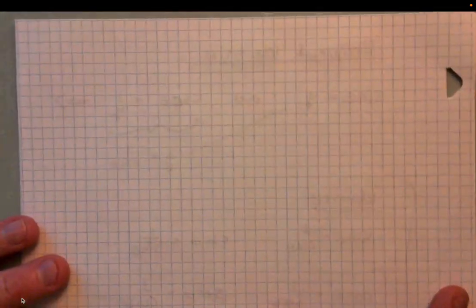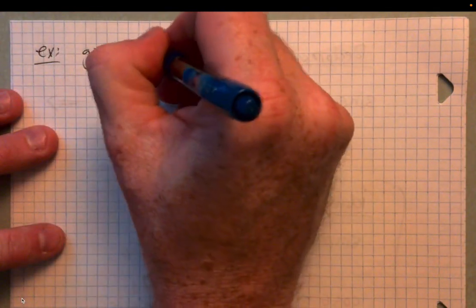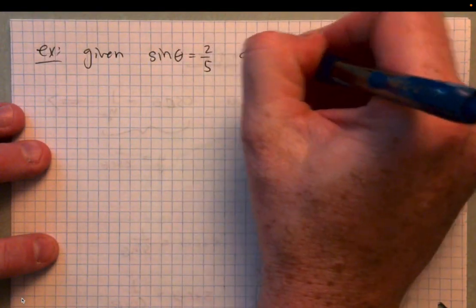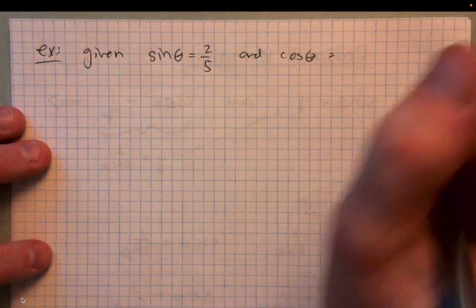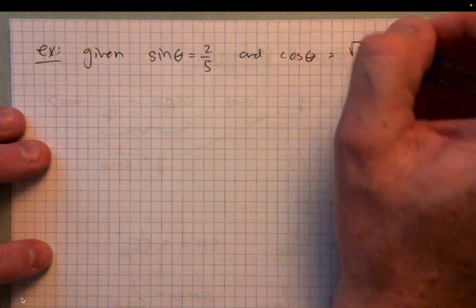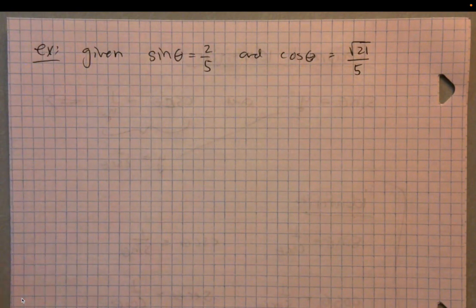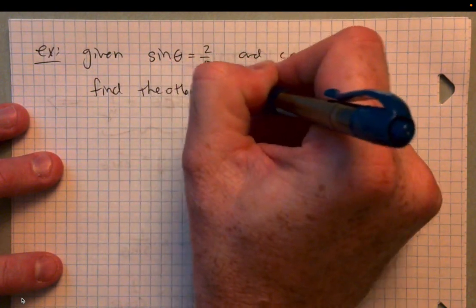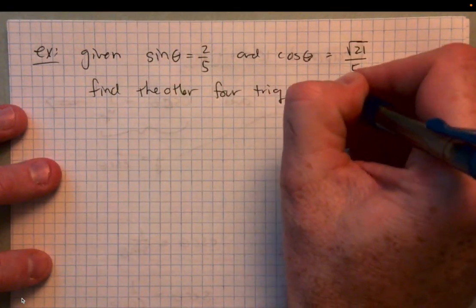Okay, let's do an example where we make use of some of these identities. Let's say, given that the sine of theta is equal to 2/5 and the cosine of theta is equal to the square root of 21 over 5, find the other 4 trig values.